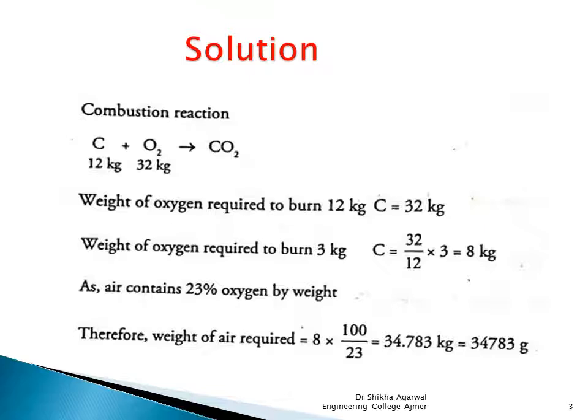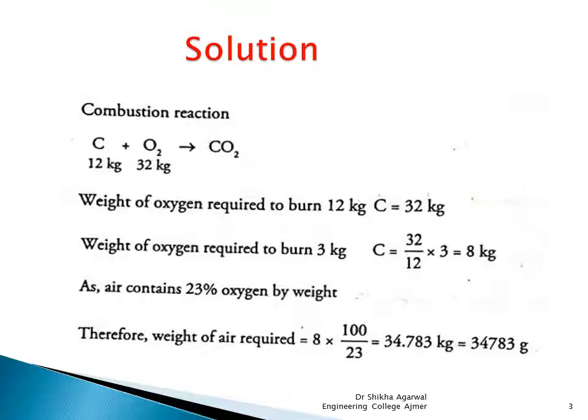Now, you have to calculate how much air is required for the combustion of 3 kg of carbon. Air contains 23% oxygen by weight. So, the weight of air required will be 8 into 100 by 23, and that works out to 34.783 kg. Or you can say it is 34,783 grams. So, this is the weight of air which is required for the combustion of 3 kg of carbon.